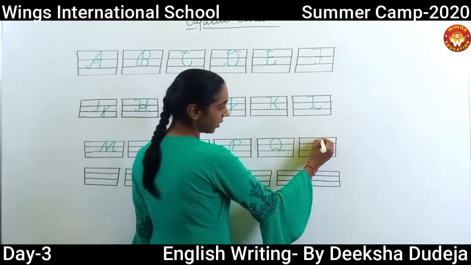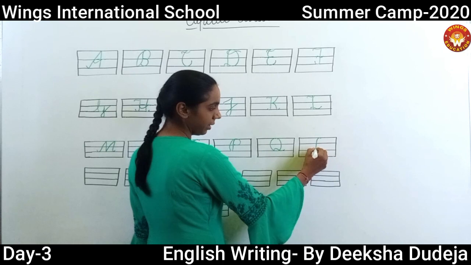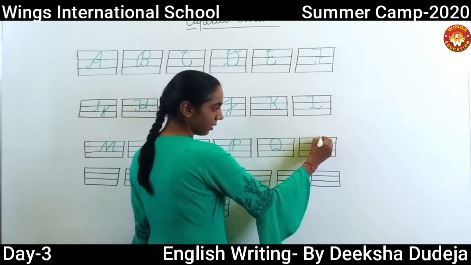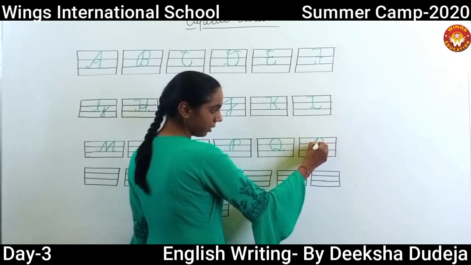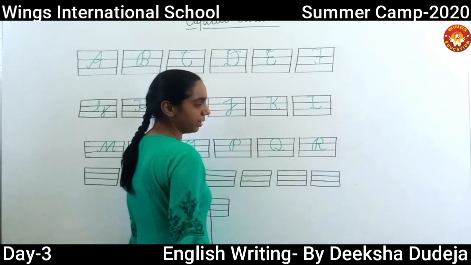Next is R. R starts from first line to third line. I draw a curve line and I round this line. I make it a half circle and touch the second line.